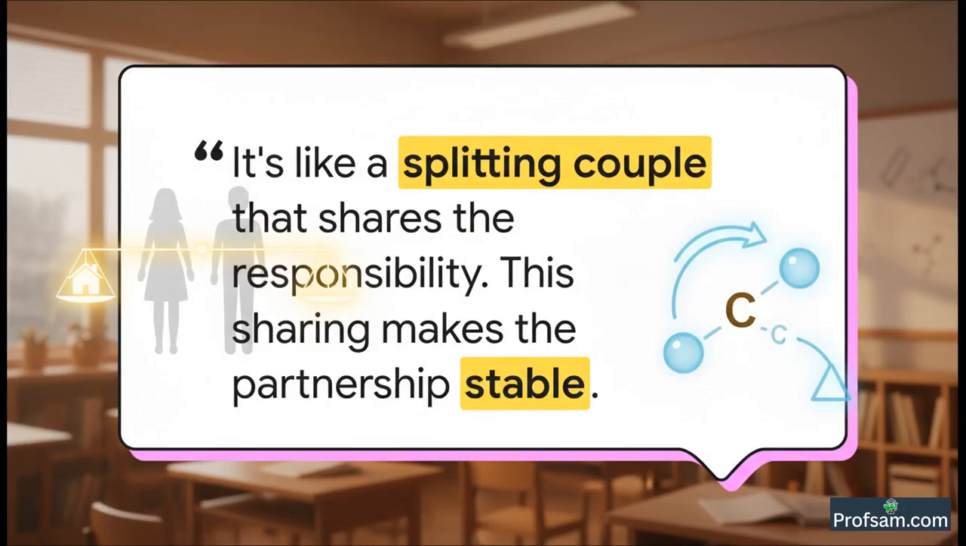To understand this idea of stability, let's use a simple analogy. Imagine a couple that has to split up. Now, if they agree to share the responsibility equally between them, the whole situation becomes much more stable and manageable. But if one person has to carry the entire burden, it's very unstable. This idea of sharing is exactly what happens inside the carboxylate ion.